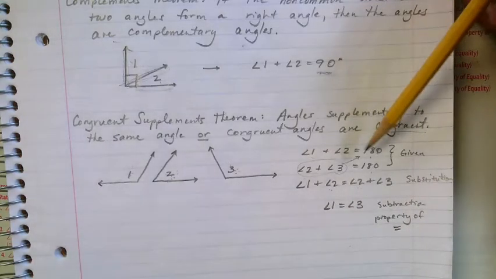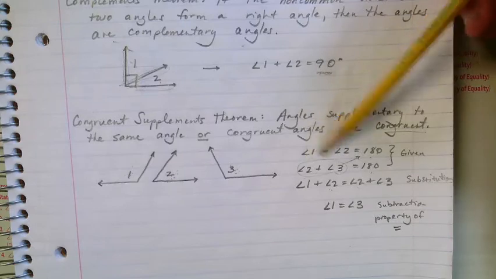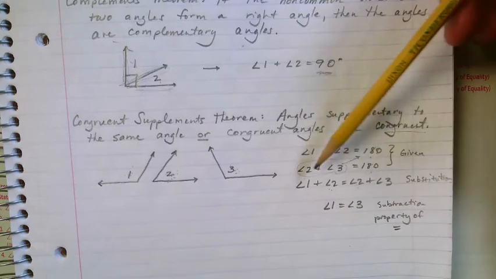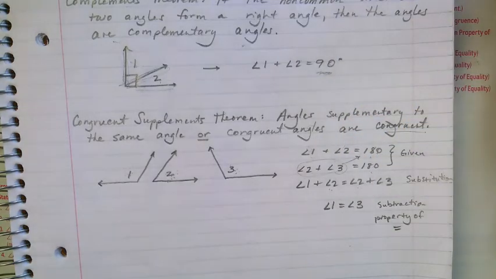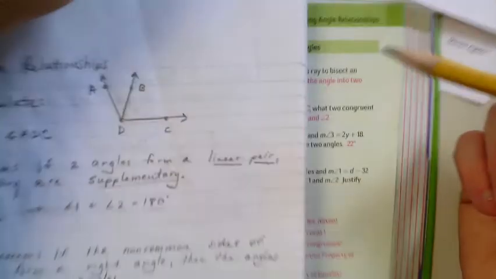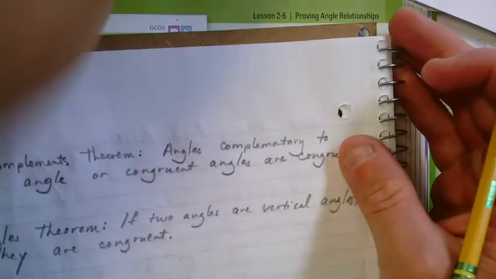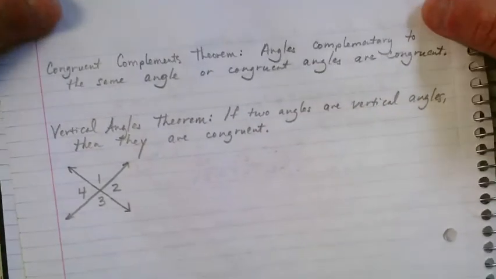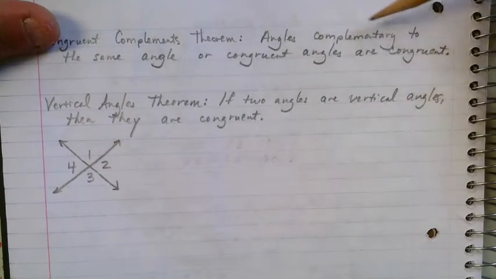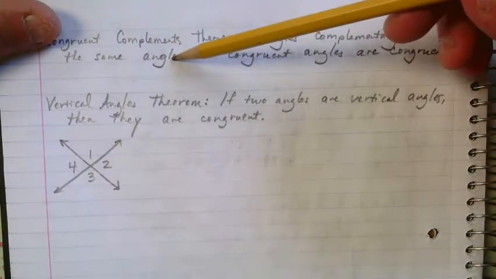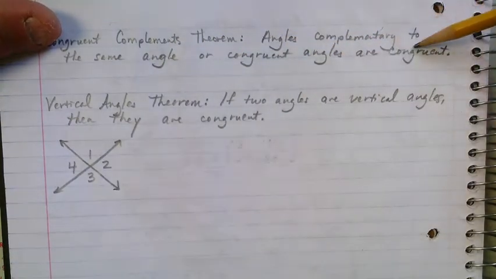So again, as I look at this, if you have two angles, 1 and 3, that are supplementary to the same angle, then 1 and 3 have to be congruent. So, congruent supplements theorem. The next theorem is what's called the congruent complements theorem. It's very similar to the congruent supplements theorem. Angles complementary to the same angle or congruent angles are congruent.